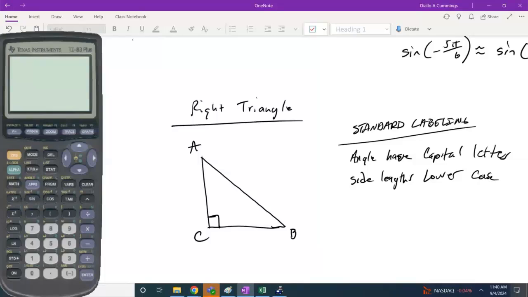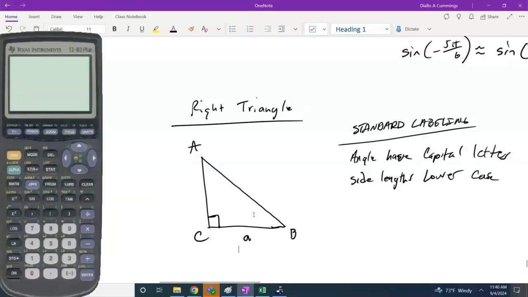So if this is angle A, the side that's opposite angle A is side length A. Because in some of these problems, they'll give you a triangle, and in another problem, they're just going to tell you angle A is equal to this, angle B is equal to this, or side B is equal to this.